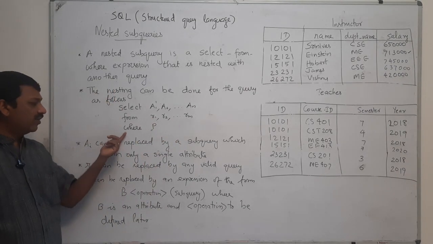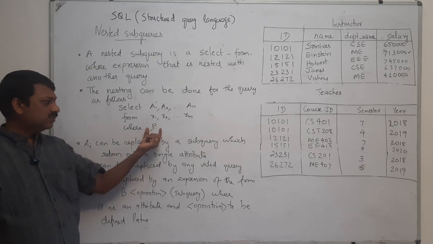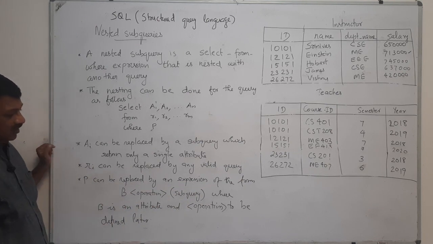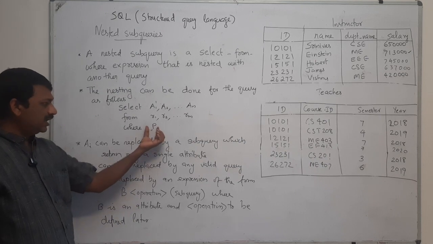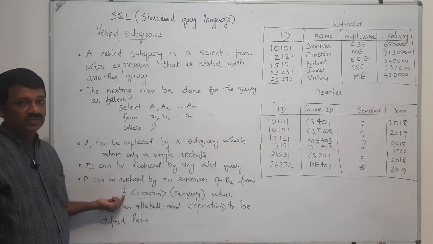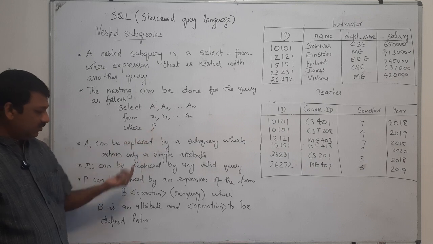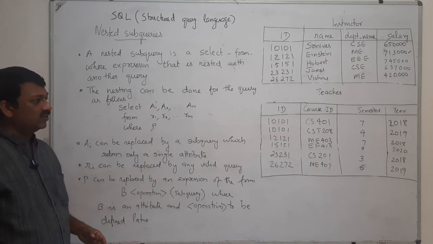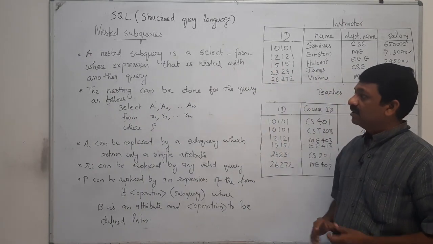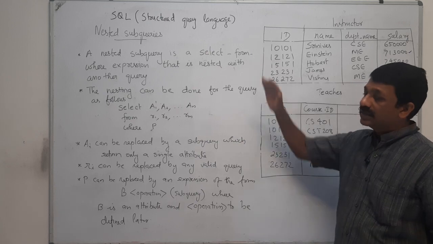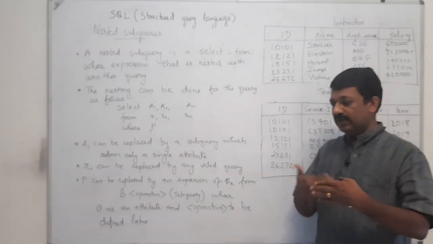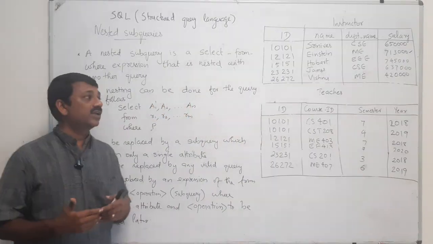And next is where p. P is a predicate. This p can be replaced by an expression of the form b operation, where b is a single attribute, and the operation we will define later. So this is the general structure of a nested subquery, and when we do some examples with regard to this, we'll get a clear understanding of it.